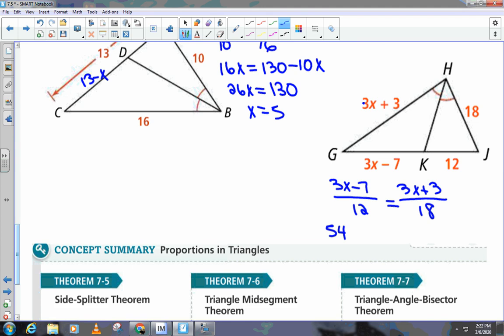18 times 3x minus 7 is 54x minus 126, equals 12 times 3x, which is 36x, plus 12 times 3, which is 36. So 54x minus 36x is 18x. Add 126 to both sides. 126 plus 36 is 162, divided by 18, and so x is 9.